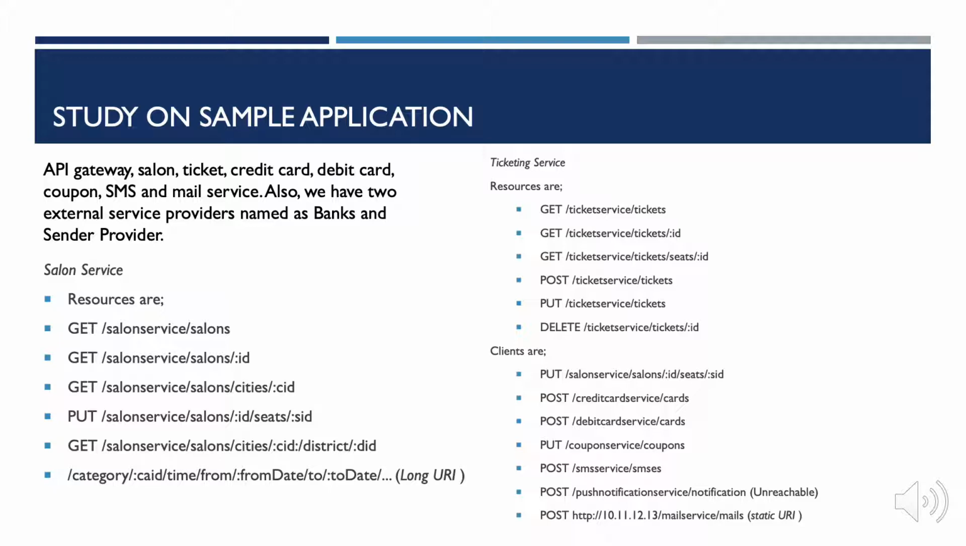On the other hand, real world applications usually have more services depending on the project requirements. Our services are API gateway, saloon, tickets, credit card, debit card, coupons, SMS, and mailing services. Also, we have 2 external service providers named banking and sender provider. These are for payment, SMS, and mailing operation requirements. They are out of scope for statistical analysis.